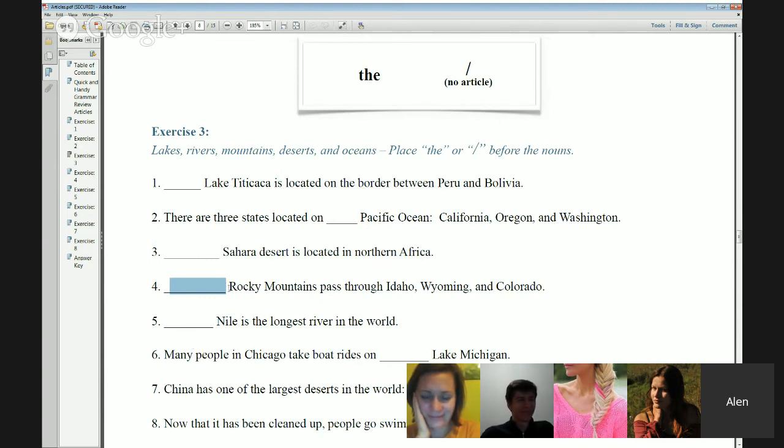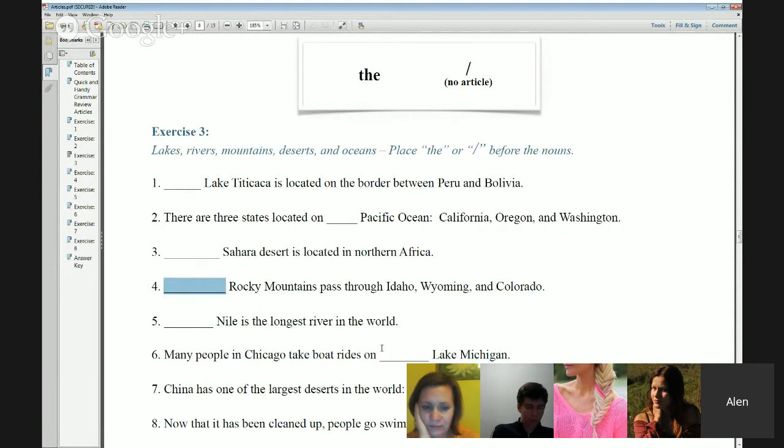Well, I'm gonna make it odd. We have to say the. So the Rocky Mountains. They pass through Idaho, Wyoming, and Colorado. We have to say that for mountains and ranges.